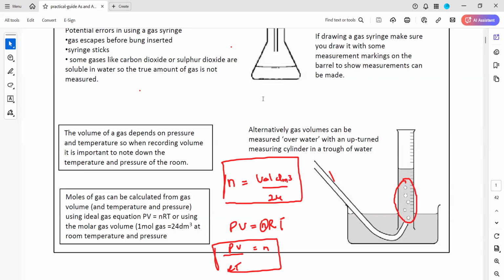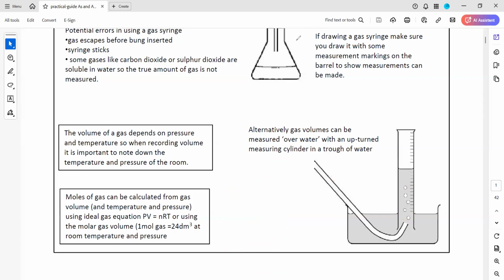Now, the density of all these gases, when you compare to air, some gases have a higher density than air, some gases have lower density than air. But compared to water, they all have low density. Water has a higher density than all the gases. That's why all these gases will move up.